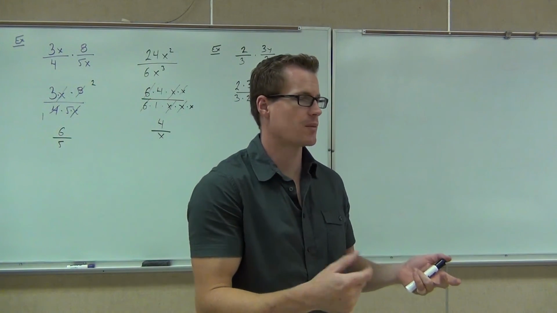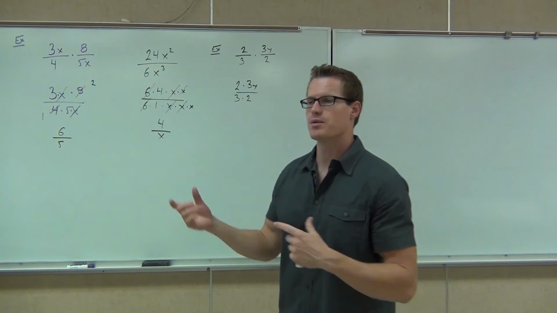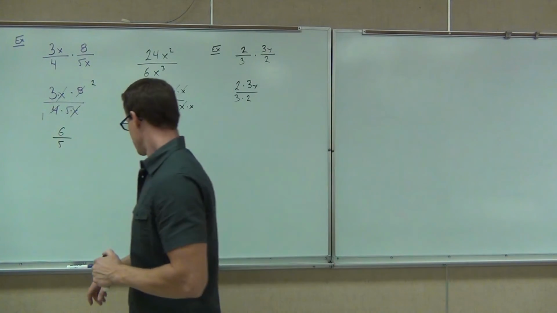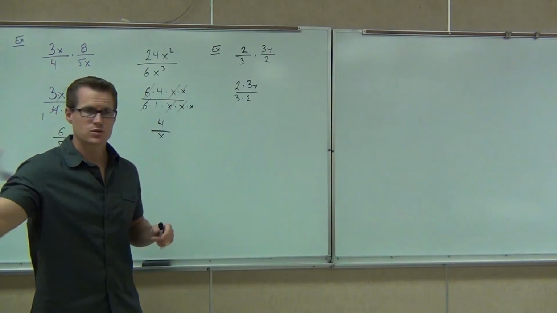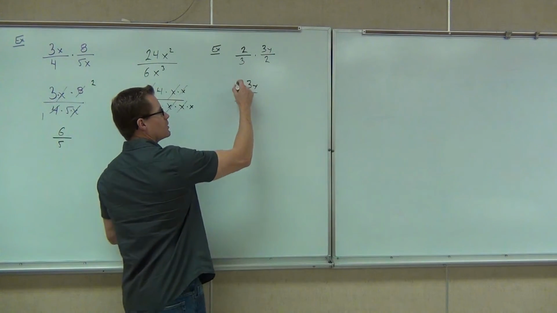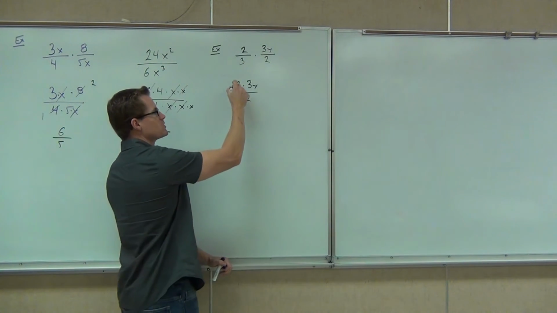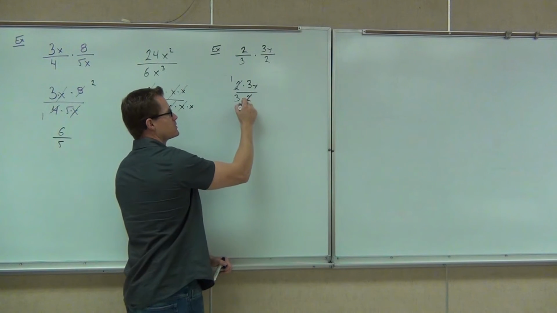We're just now looking for common factors. What do we see that's the same on both the top and the bottom? 3. Okay, I heard the 2's first, so we'll do the 2's. We're going to divide both of these by 2. What's 2 divided by 2? 1. And 2 divided by 2 is 1.